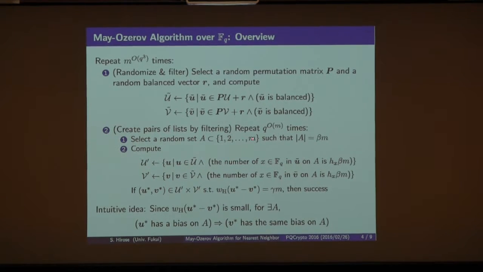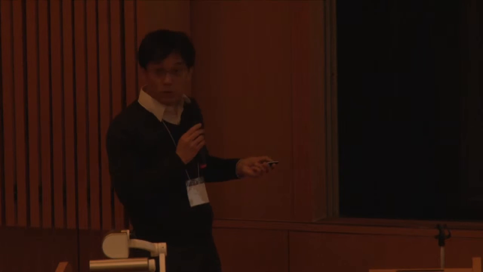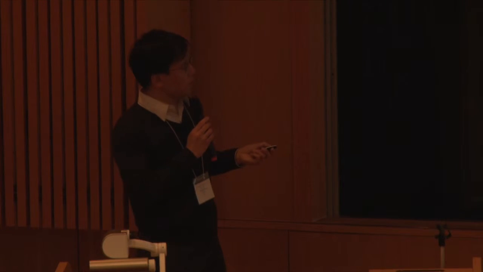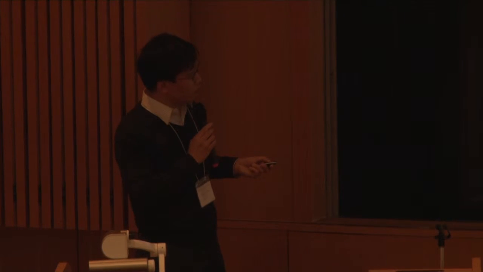And lambda specifies the number of the vectors. And the output is also a pair of vectors, included in the input pair, which have the target vectors u star and v star, which are close to each other. And the distance is specified by this parameter gamma.